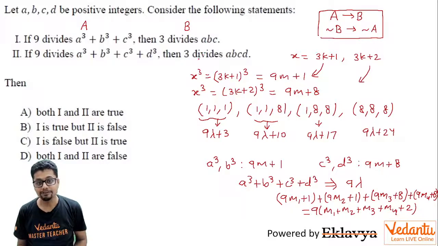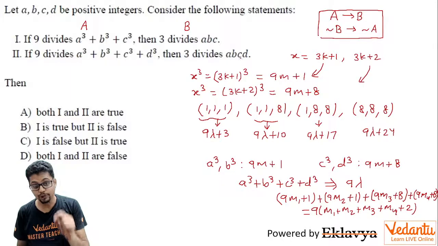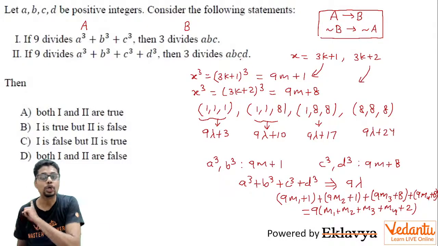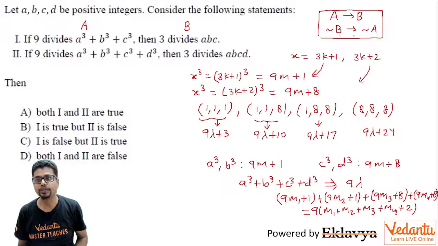That means if 3 doesn't divide A, B, C, D, then it is not necessary that 9 would not divide A cube plus B cube plus C cube plus D cube. That means if A, B, C, D is not divisible by 3, then A cube plus B cube plus C cube plus D cube is not divisible by 9 is not necessarily true. That means not B implies not A is not necessarily true. That also means A implies B is not necessarily true. So that means statement 2 is false.